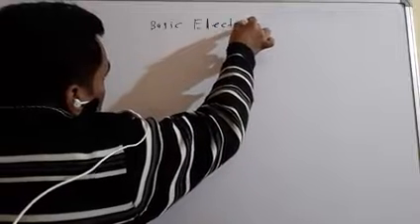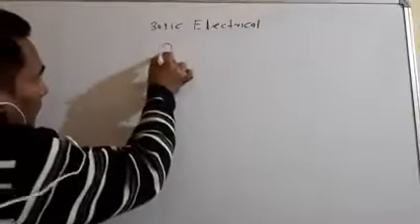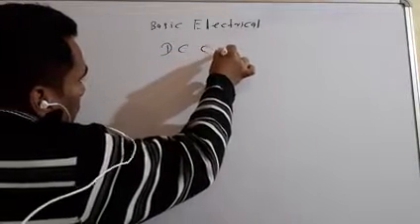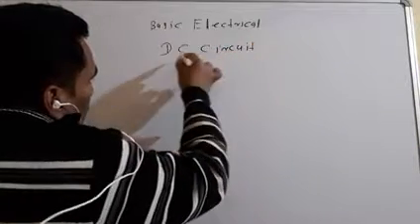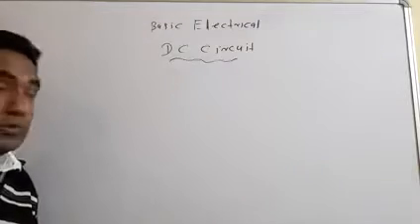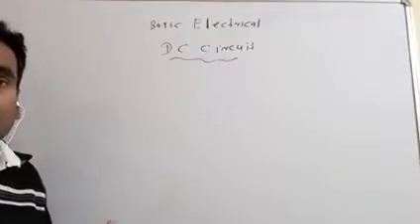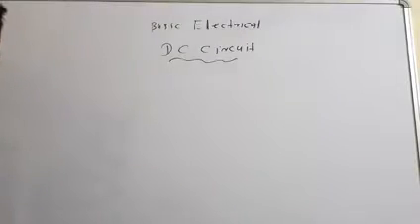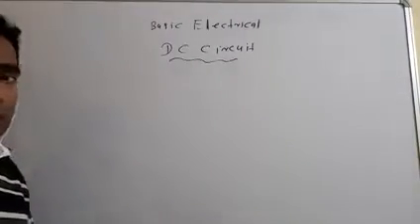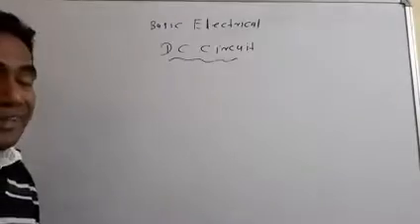Today I am going to explain a basic electrical topic, in which I am going to explain a DC circuit. So first of all, I am interested in the definition of a DC circuit. That means, what is a DC circuit? Any circuit that is sourced by DC, that means direct current.